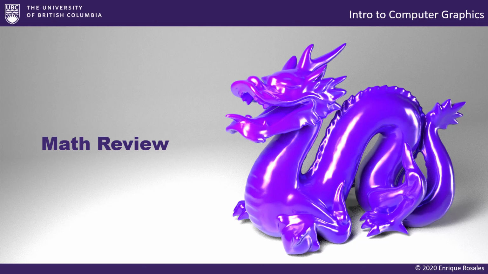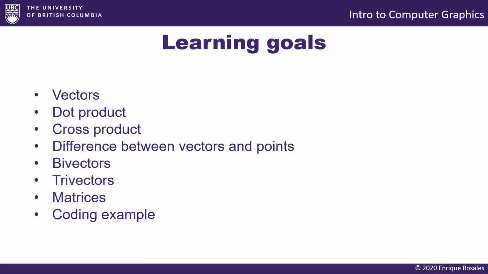The learning goals for today are the following. So today I'm planning to cover vectors, the concept of vectors, how vectors behave. So we will cover a little bit of the dot product, the cross product, the meaning of those operations. Also, I will explain the difference between vectors and points. This is very, very important in computer graphics in particular. I will explain a couple of concepts that maybe are new for you. These are bivectors and trivectors.